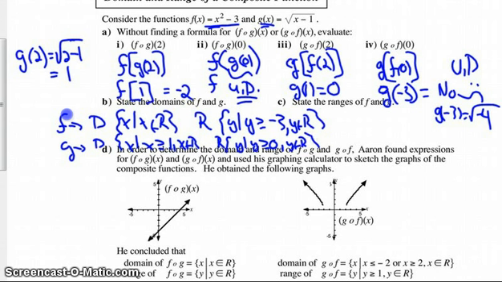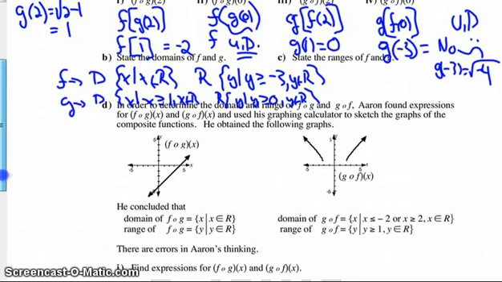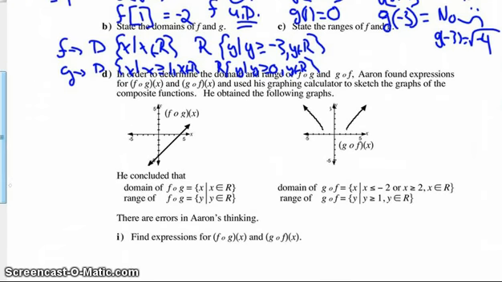It says in order to determine the domain and range of f∘g and g∘f, Aaron decided to graph them on his graphing calculator. He obtained the following, and so he concluded that the domain of f∘g was real numbers, because when he graphed the actual expressions he got a straight line, so clearly the domain and the range were real numbers. For g∘f, he got the domain to be x less than or equal to -2 or greater than or equal to 2, and y greater than or equal to 1.